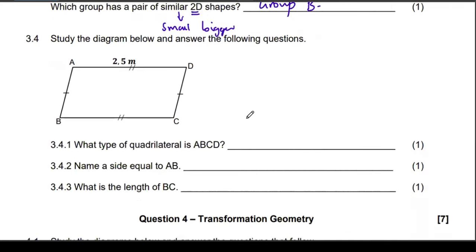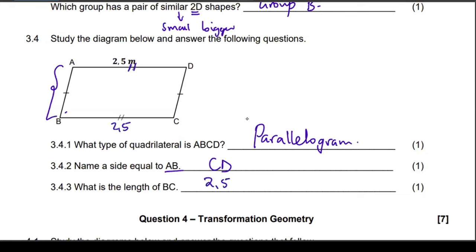All right, 3.4. Study the diagram below and answer the following questions. What type of quadrilateral is this? So we know that this is a parallelogram. Parallelogram, the cousin of a rectangle, but the angles are not 90. Then name a side that is equal to AB. So if this is AB, the opposite sides must be the same. So the side is going to be CB. What is the length of BC? If this is a 2,5, even this side we must have a 2,5 meters. Okay, because opposite sides are equal, even the markings themselves are indicating.